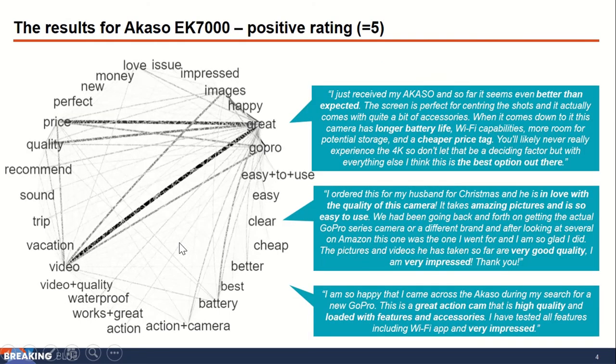Looking at the AKASO, there's a similar story. Great is linked to video, so a positive rating is associated with being able to produce great videos. However, interestingly, we also see a link between great and price, and there's a link between GoPro and price, and this is likely related to the AKASO camera being cheaper. Emotive words like recommend, perfect, and impressed are also more common.